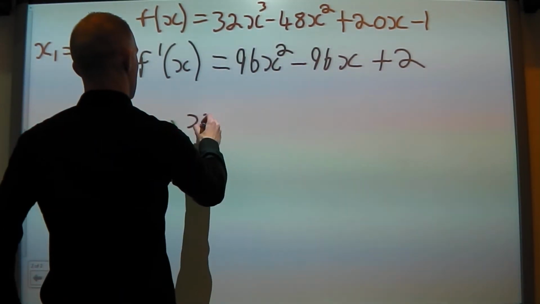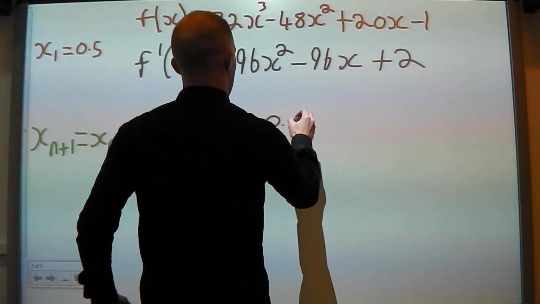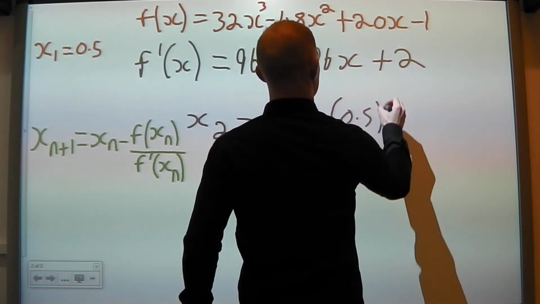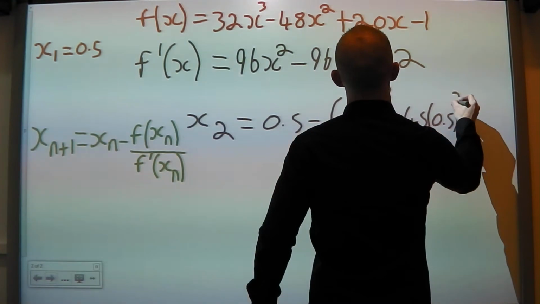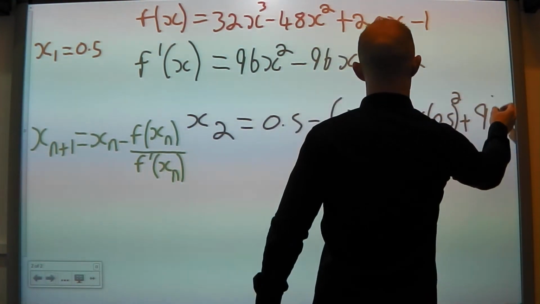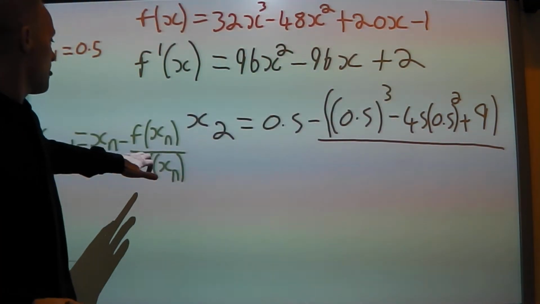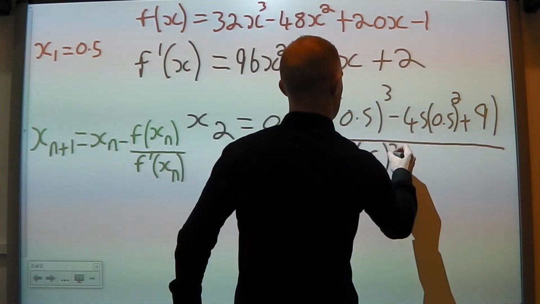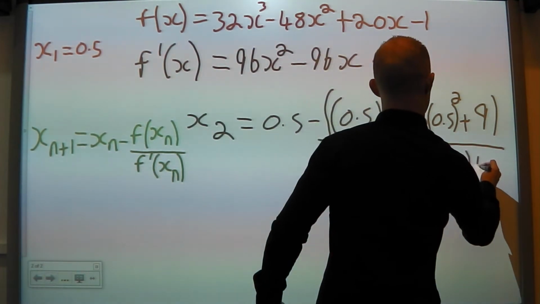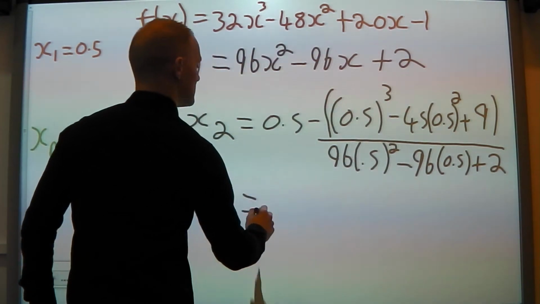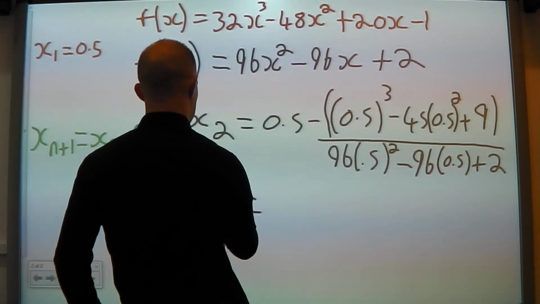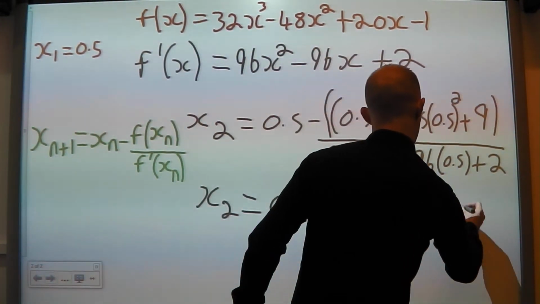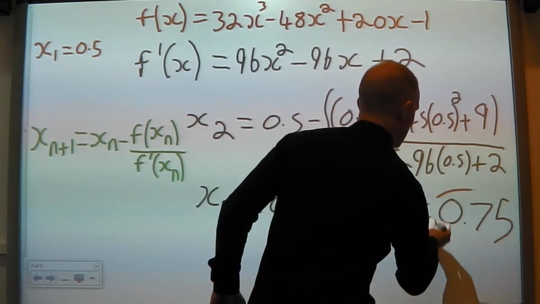So that implies x2 is equal to 0.5 minus f of xn, where our xn is 0.5. So 32 times 0.5 all cubed minus 48 times 0.5 squared plus 10 minus 1, which is 9, and that is all over f dash xn. So that's 0.5 filled in here, so it's 96 times 0.5 squared minus 96 times 0.5 plus 20. Now, I've actually got this worked out earlier. It's equal to negative a quarter, on the right hand side, just to save space. So x2 is equal to 0.5 subtract negative a quarter, which is equal to 0.75. So that's our answer here for x2.